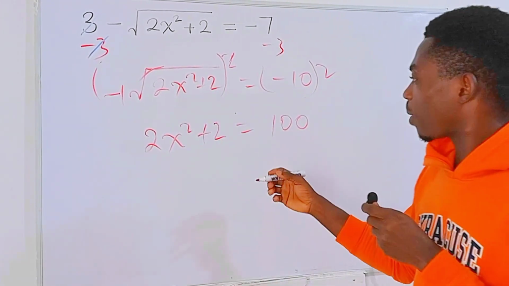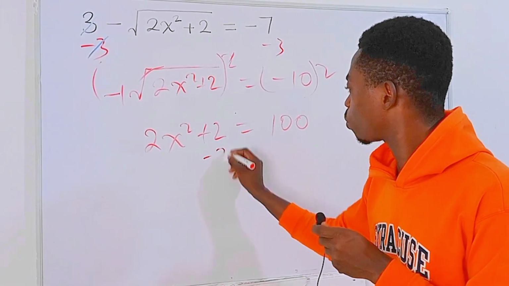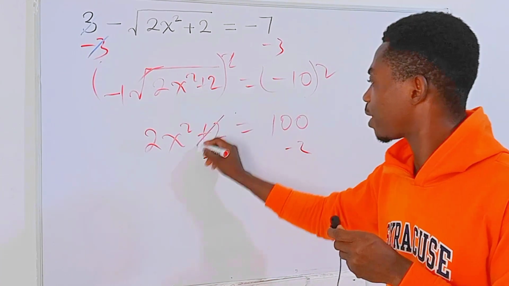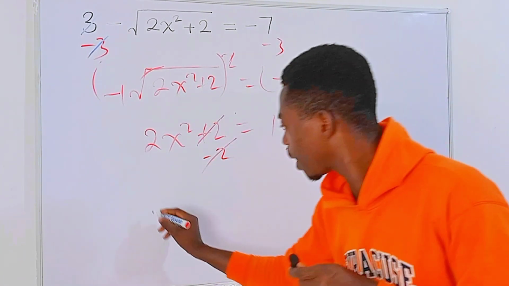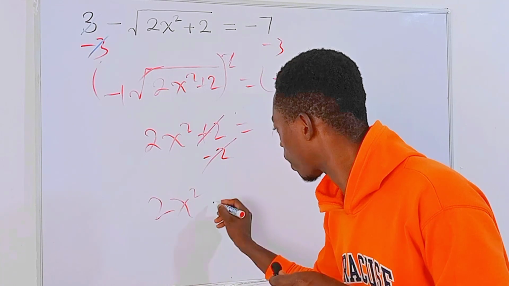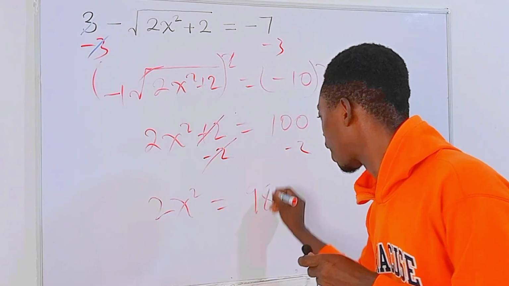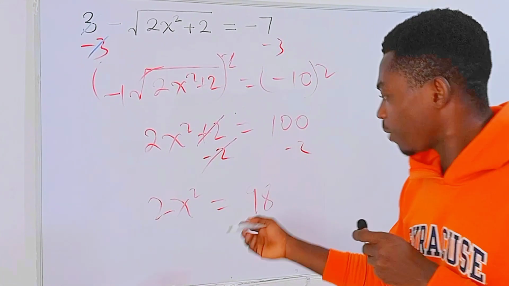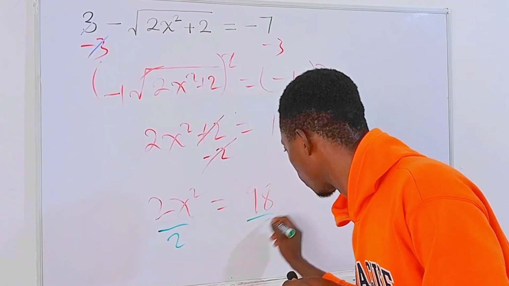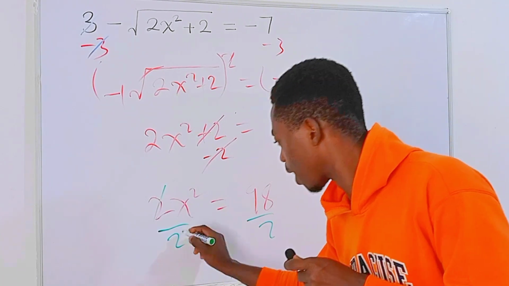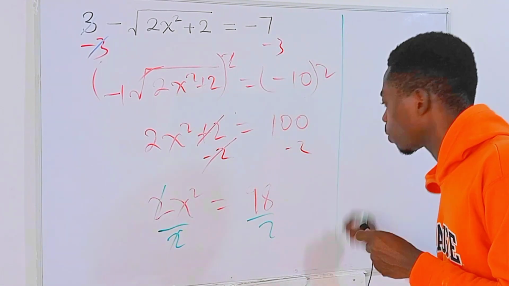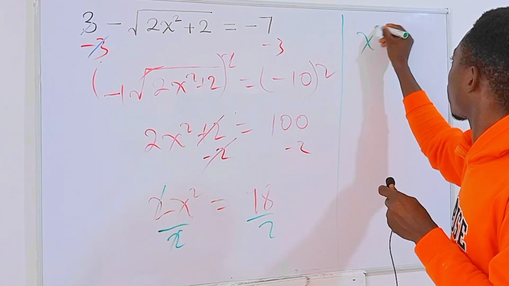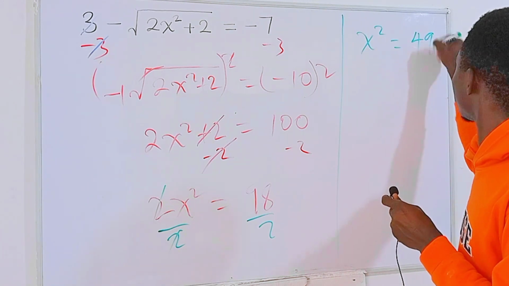Great. Now, let's go ahead and then minus 2 on each side once again so that this and this will go. Then we'll be left with 2x squared is equal to 98. Cool. Then we'll also divide each side of the equation by 2 once again so that this and this will go. Then we'll also be left with x squared is equal to 49.